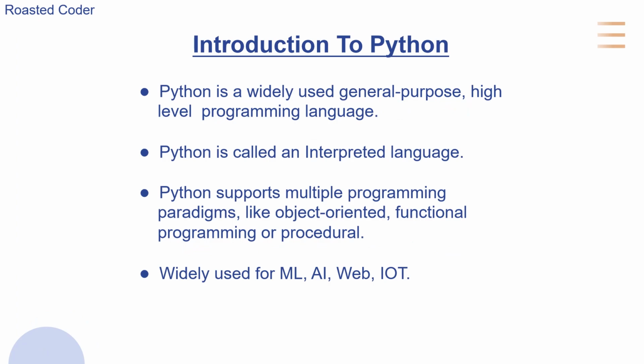So Python is a widely used general purpose high level programming language, which means it is independent of machines and is close to natural languages. It's an interpreted language, and it supports multiple programming paradigms like object-oriented programming, functional programming, and procedural programming. And it is widely used for machine learning, artificial intelligence, and IoT.